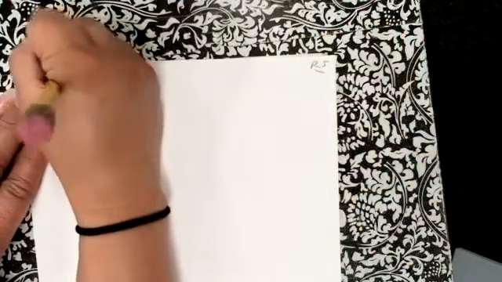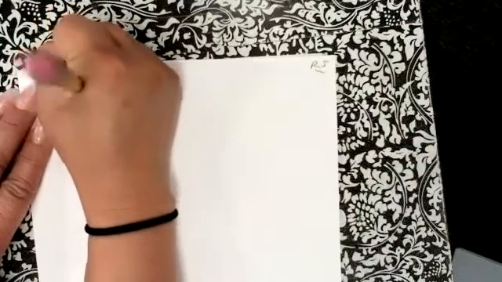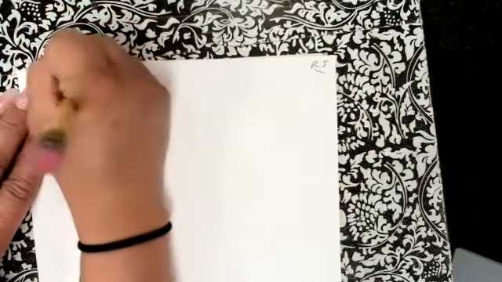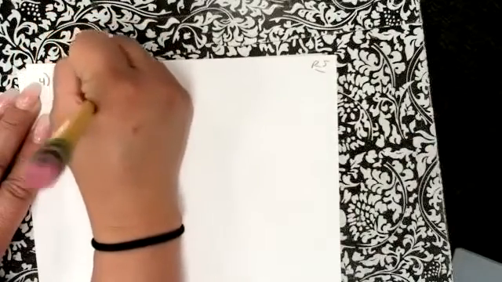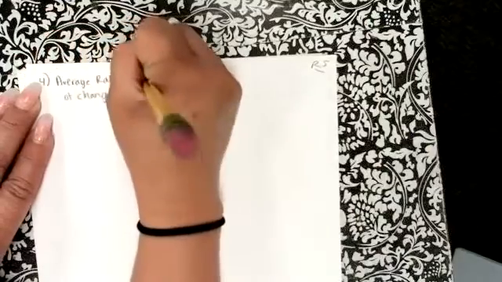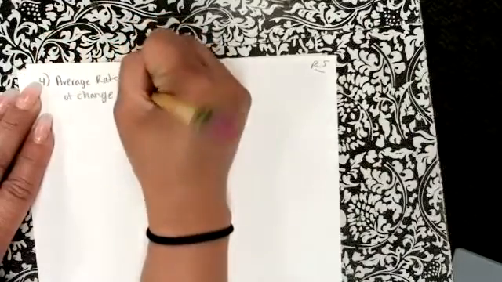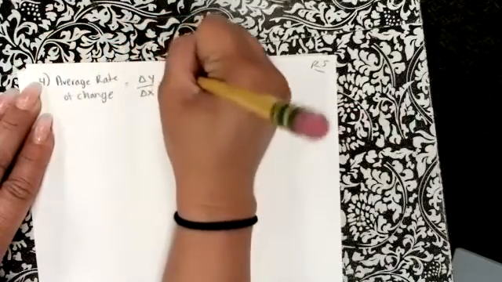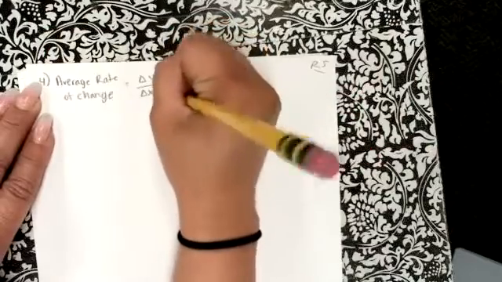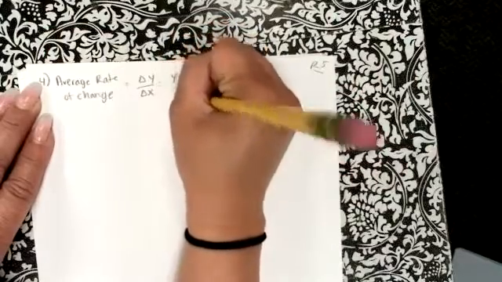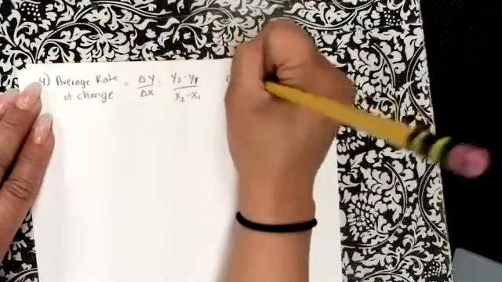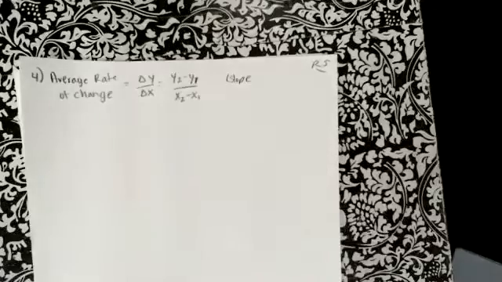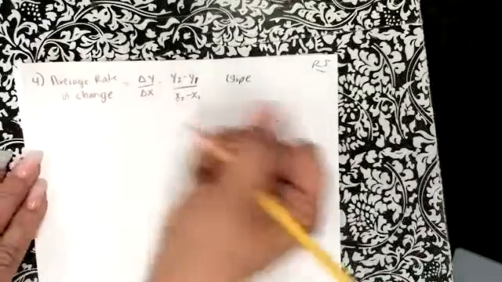We have the average rate of change. The change in y over the change in x. That is basically the slope formula: y2 minus y1 over x2 minus x1. It is the slope formula. All right.